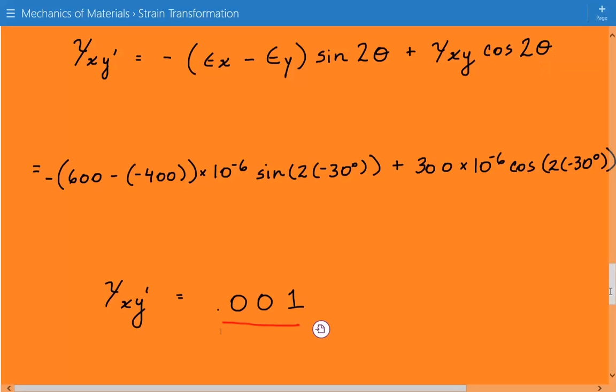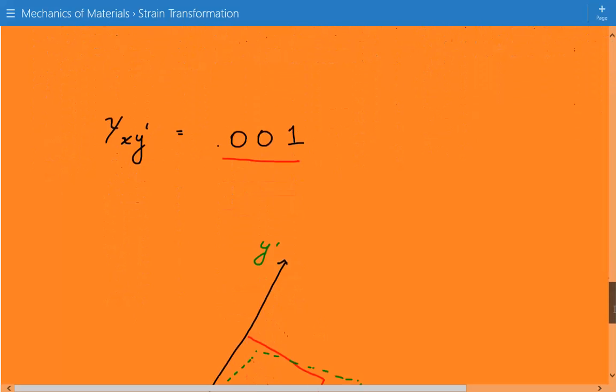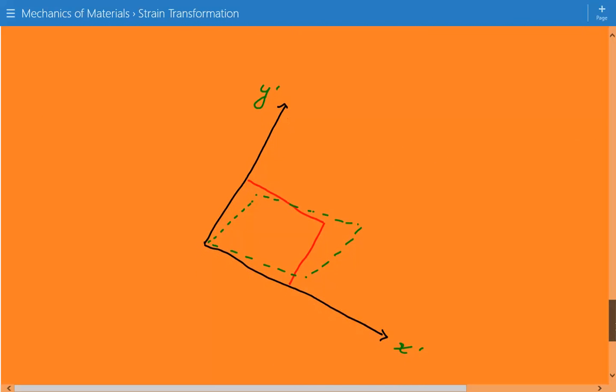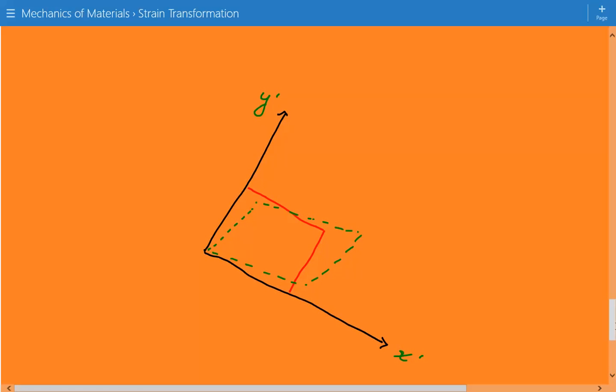And then I also drew a representative model of what it would look like. So here's the element in the new coordinate system and the corresponding strain and deformation. So this is the end of this example.